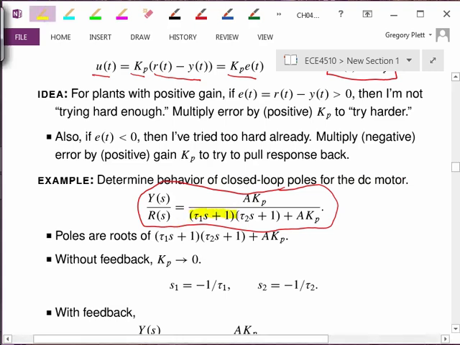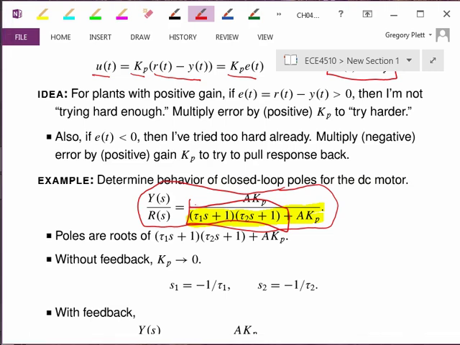And remember, the poles are critical because they tell us, is the system fast or slow, is it oscillatory, and all of that that we learned about in the previous chapter. So the poles are the roots of (tau 1 s plus 1) times (tau 2 s plus 1), all plus 1 a times Kp. If I don't have feedback, we can think of that in the limit as something like Kp going to 0, because that's the transfer function we had without feedback. We had that denominator. So I had poles at minus 1 over tau 1 and minus 1 over tau 2.